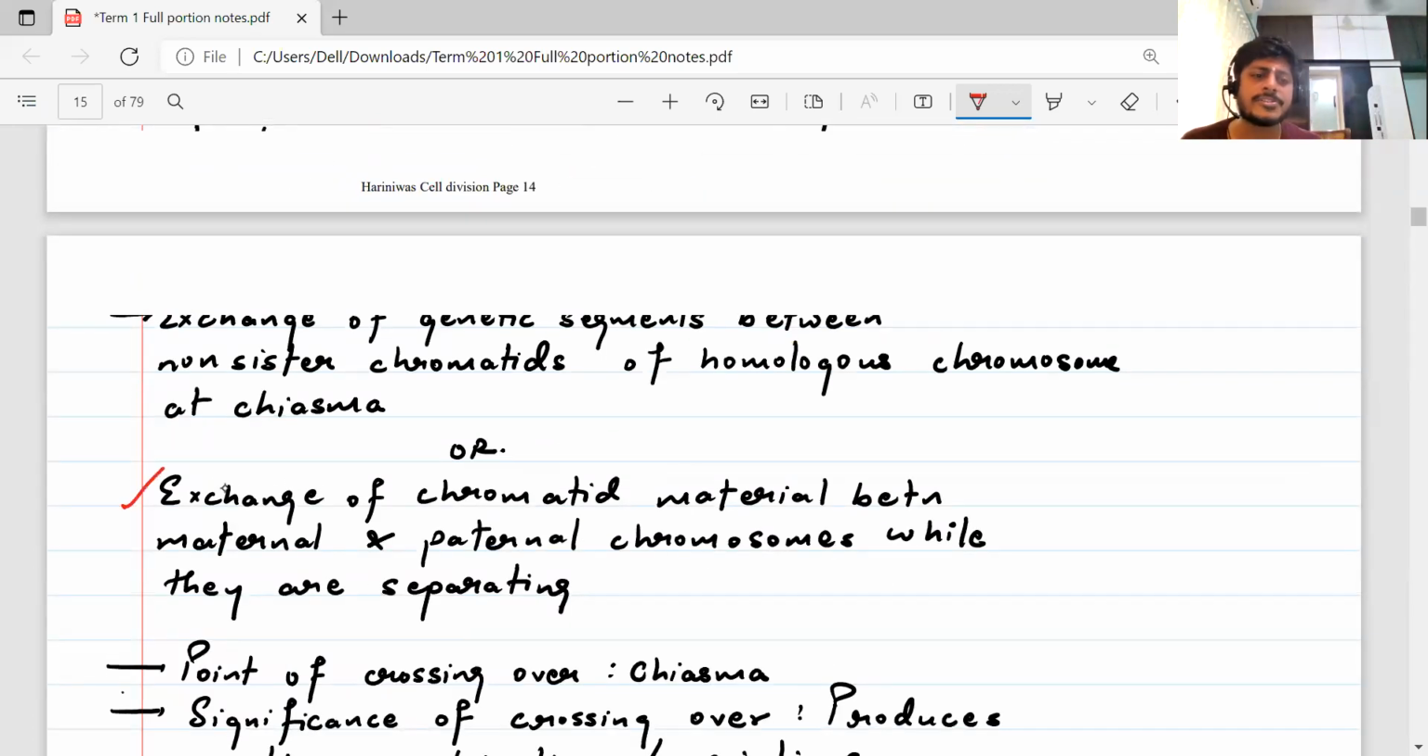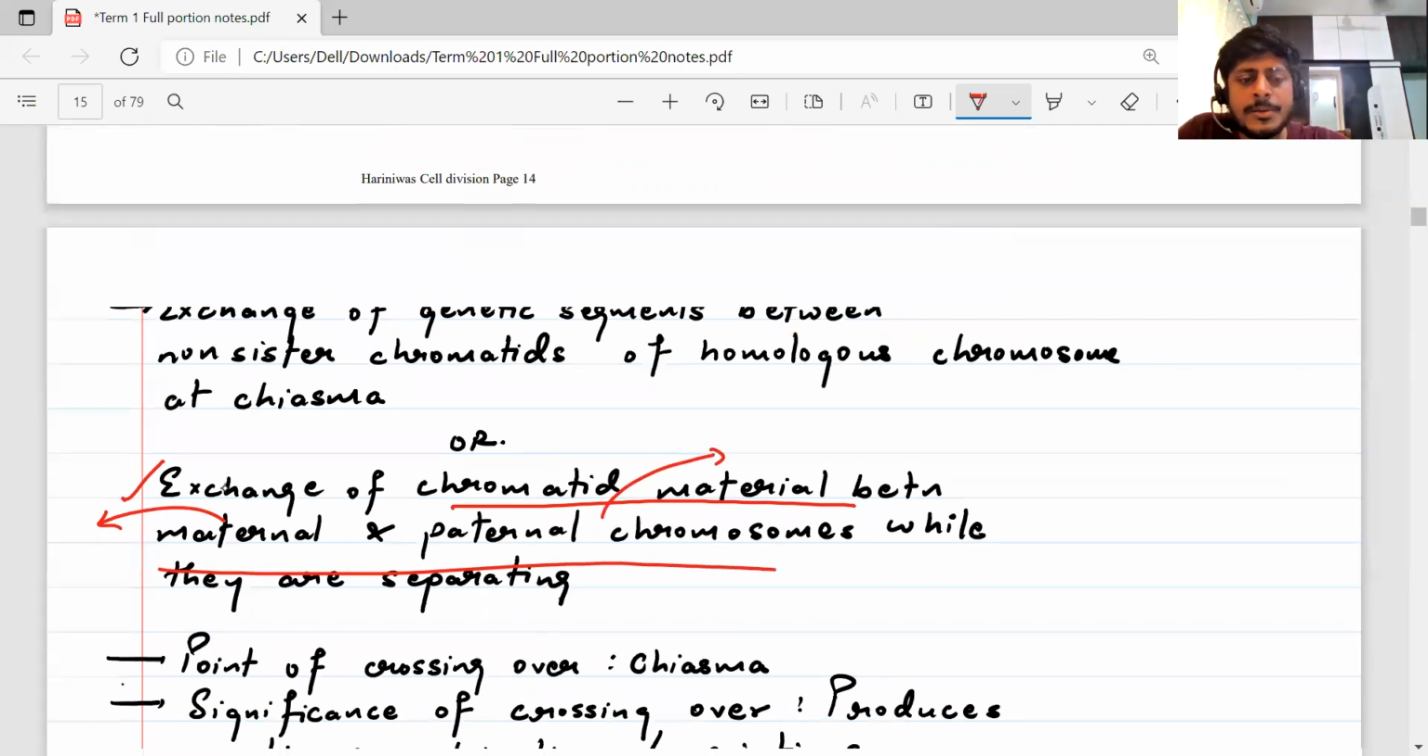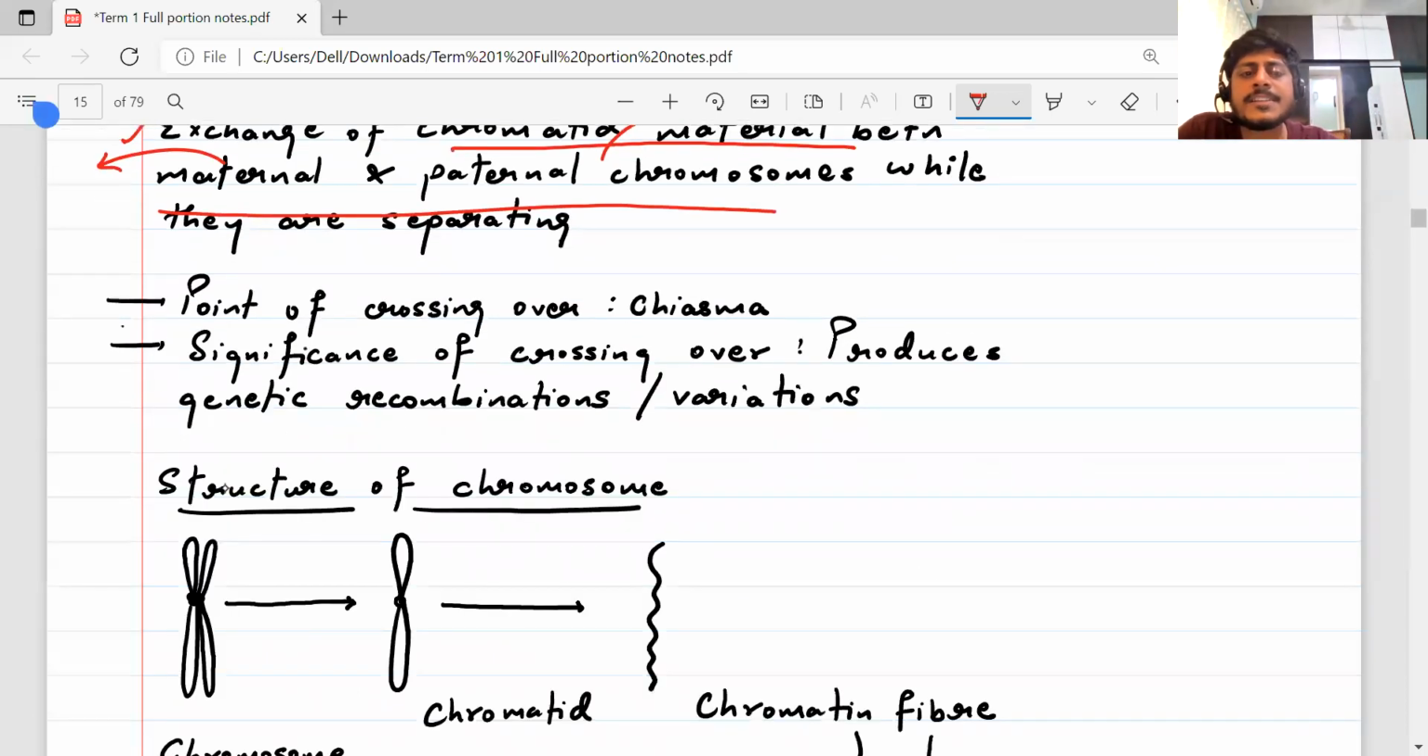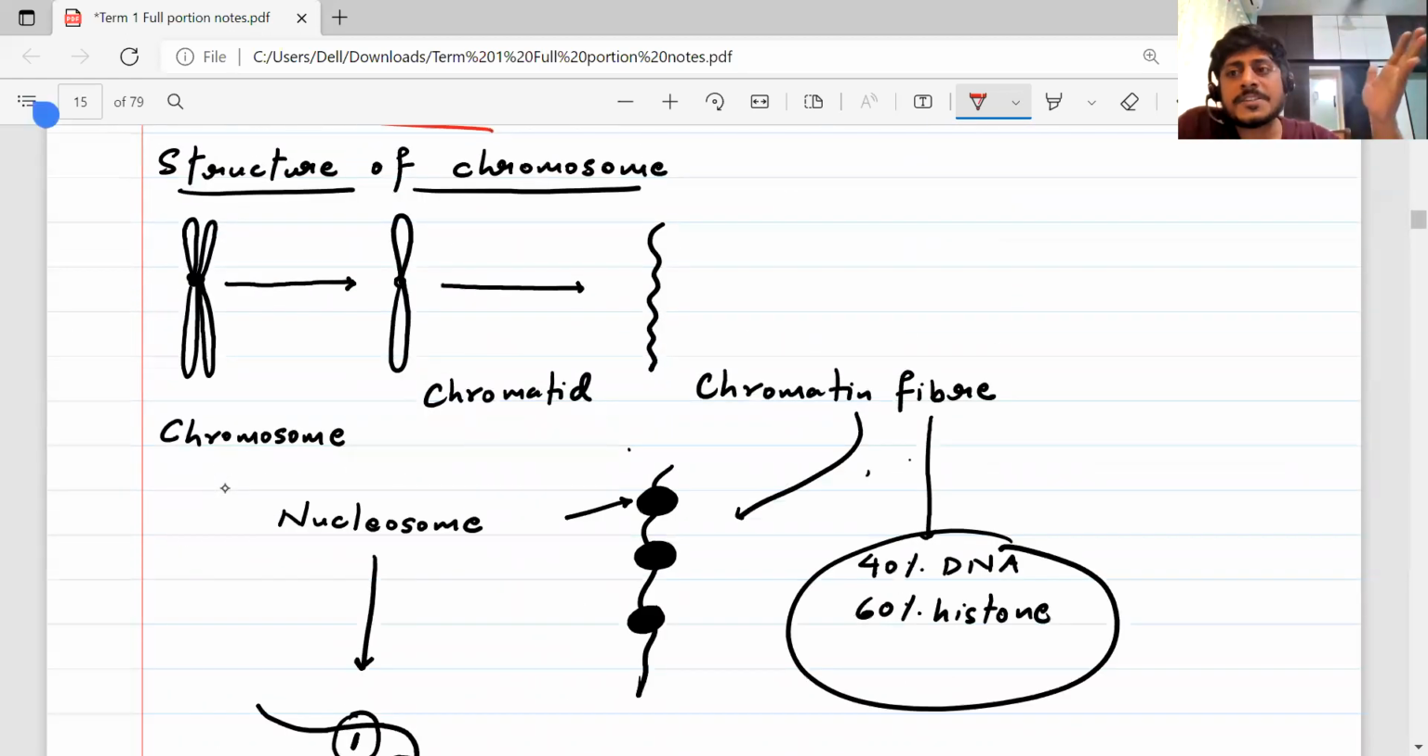So this was the definition that we had seen, exchange of chromatid material. This was your textbook definition: exchange of chromatid material between the maternal and paternal chromosomes, one which comes from the mother and the other which comes from the father. That's what constitutes the homologous pair. The point of crossing over, chiasma; significance, produces genetic recombinations or produces variations. Then the common question that is asked from that part is naming the 4 nitrogenous bases and what combines with what and how do they combine and what is a nucleotide basically.